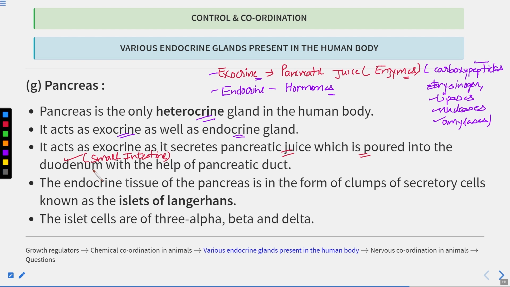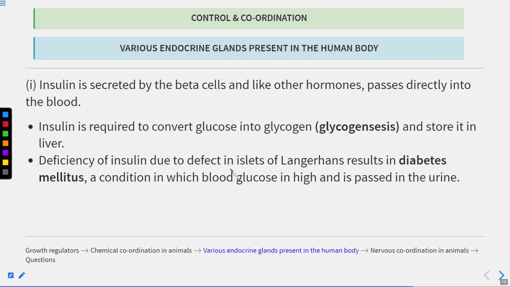Okay, clear? So this pancreatic juice is poured into the duodenum with the help of the pancreatic duct. Now the endocrine tissue of the pancreas is in the form of clumps of secretory cells known as the islets of Langerhans. So the pancreas consists of the islets of Langerhans. Now the islet cells are of three types: alpha, beta, and delta.